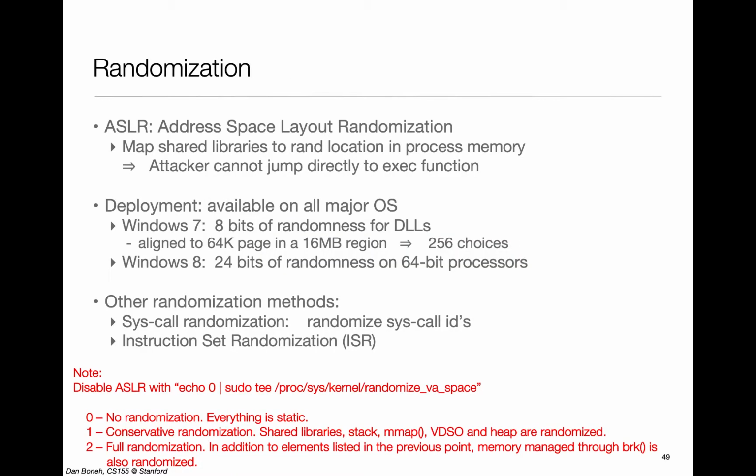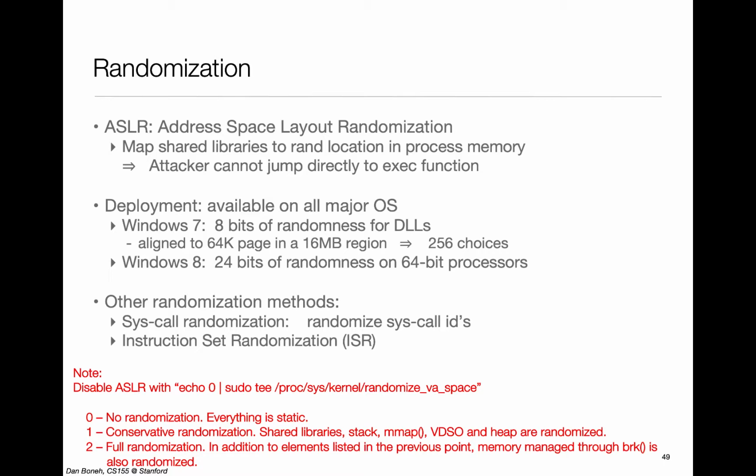Now, the other most common approach is randomization, and in particular, address space layout randomization maps shared libraries to random locations in process memory. And what this implies is that an attacker cannot deterministically craft an attack that will have them jump directly to an exec function. And this combats these return-oriented programming approaches. And currently, this is actually available on all major operating systems.